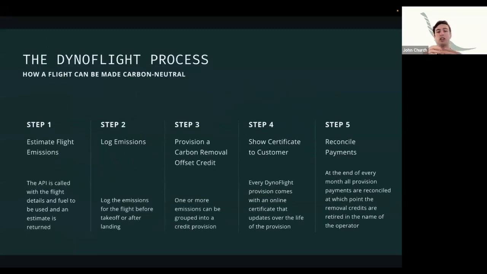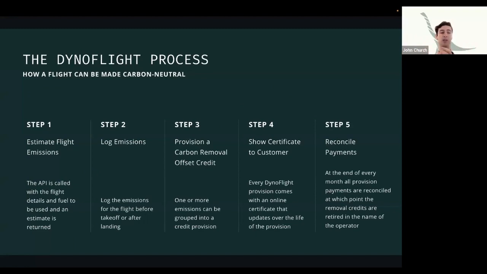So what is the process for an operator to actually use DynoFlight? Well, all of these steps can be done through our API. That means that a developer could use our API to do all of this automatically in existing software suites and existing checkout flows. You can use Zapier, tie it into your CRM, into Salesforce, however you want. You can also do it through our interface.